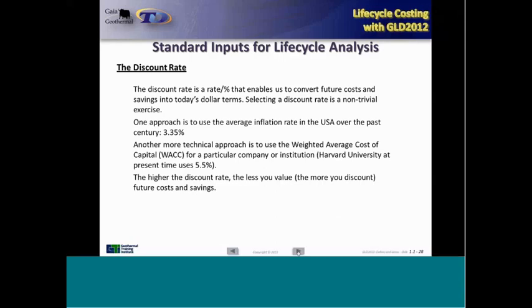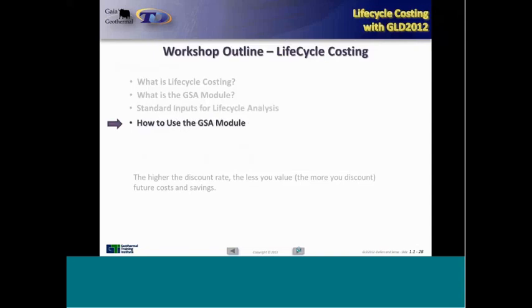I know that's a little bit confusing, and these slides will be available as a presentation on the website if you want to go back and look at it. Or you can just Google discount rate. There's a million websites dedicated to it. So basically, those are the standard inputs for life cycle analysis. Now we're actually going to take those and use them in an integrated whole and use the GSA module to do some life cycle cost analyses.